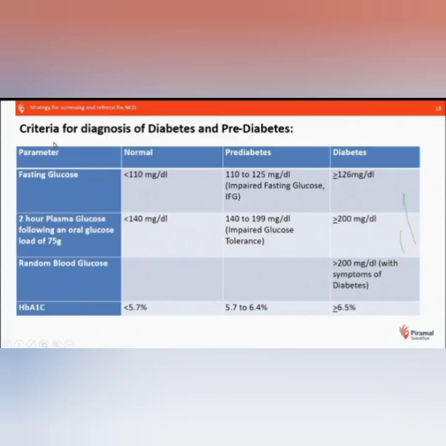Now coming for the criteria, how to diagnose diabetes condition as well as pre-diabetes condition. For the fasting blood glucose level, the normal range is less than 110 mg per dl, and for the postprandial blood glucose level, it should be less than 140 mg per dl. And for the random blood sugar, the person who is in diabetic condition, they are having greater than 200 mg per dl, as well as they will have the symptoms of diabetes. Then for HbA1c test or glycosylated hemoglobin test, a person will have normal value if it is less than 5.7%.